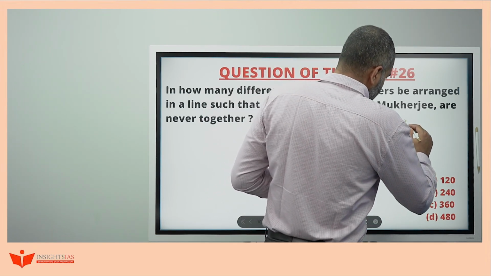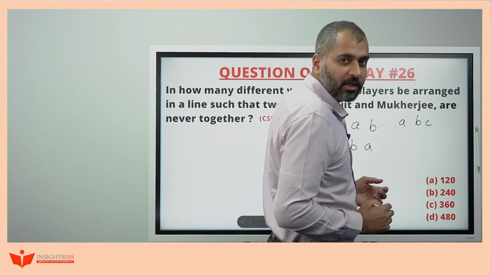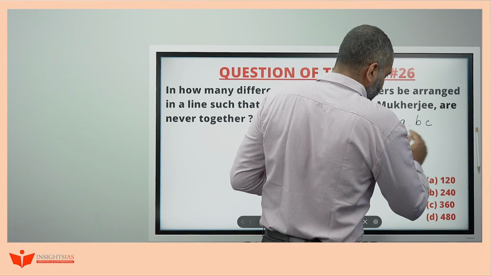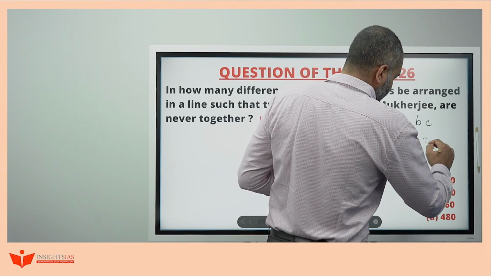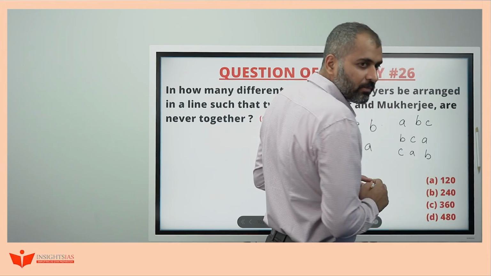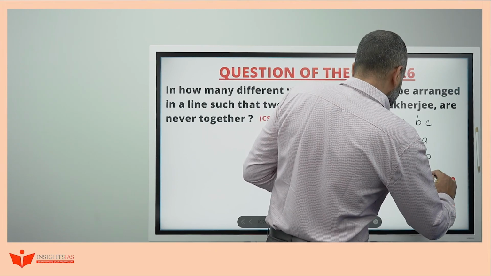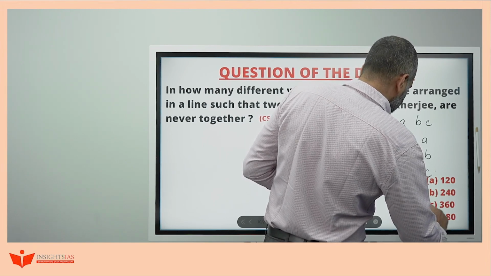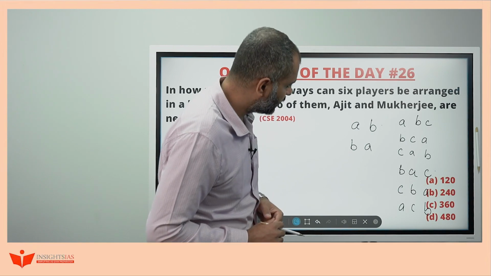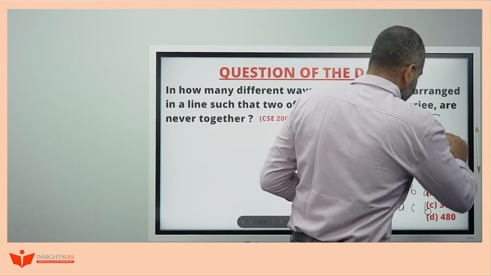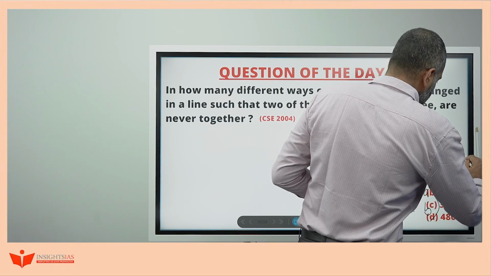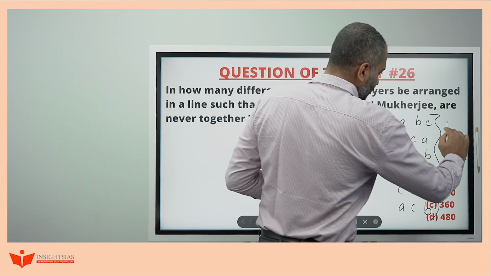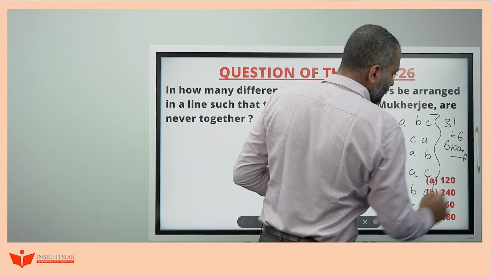Or else 3 people are there, A, B, C. If I ask you to make them sit in a different order, how many different ways? A, B, C; B, C, A; C, A, B; B, A, C; C, B, A; A, C, B. Nothing repeated. How many different ways? 6 ways. This is nothing but, if 2 people are there, 2 factorial. If 3 people are there, 3 factorial. 3 factorial is nothing but 6 only.